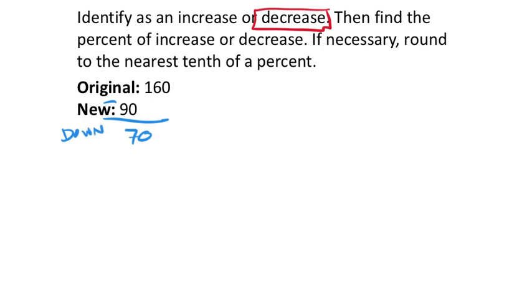And that means that in our formula, we're going to take the change. Now it did go down 70, but I don't need to know that it went down for the change. The change was 70. It doesn't matter if it goes up or down. And then we will divide that by the original.